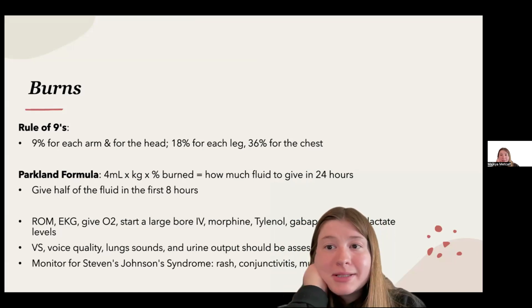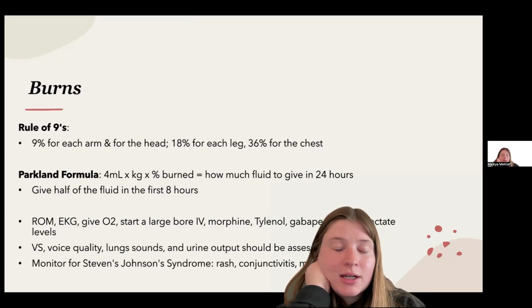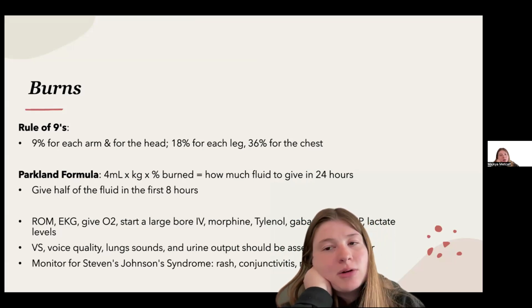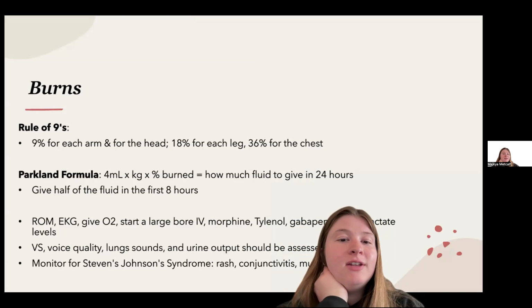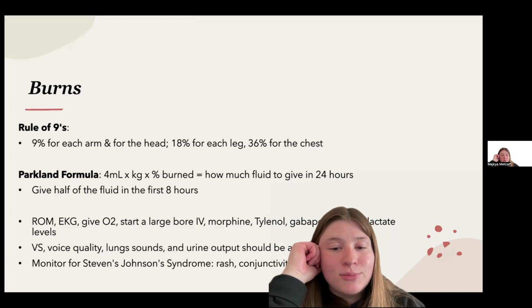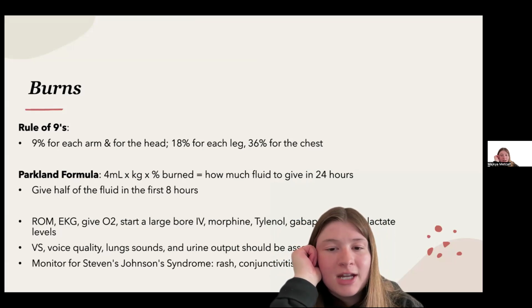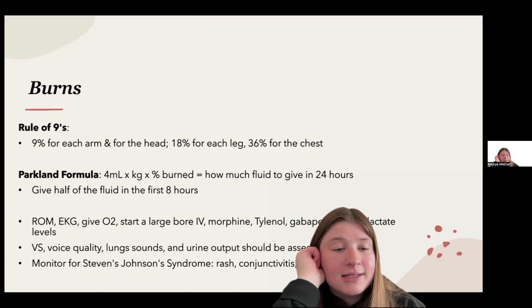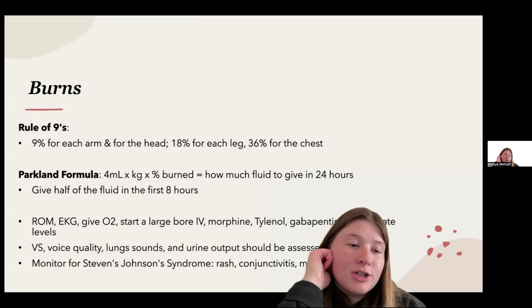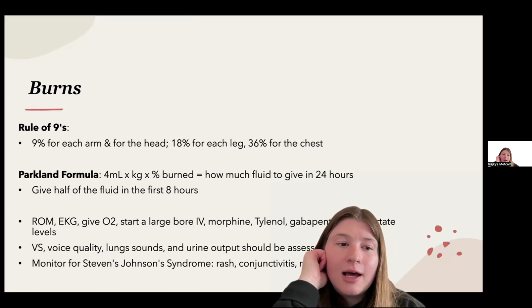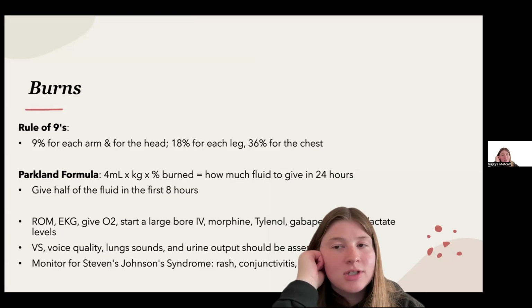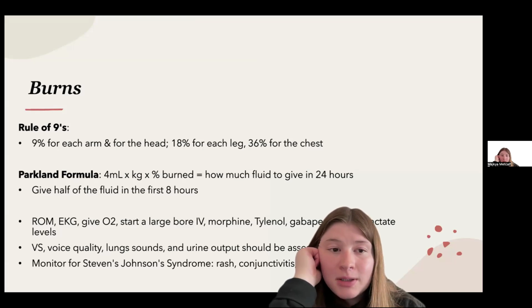When patients have burns, it's important to encourage range of motion. We're going to put them on cardiac monitoring, give oxygen. We want access to a large bore IV, and then we'll also administer morphine, Tylenol, gabapentin, just things to help kind of manage that pain. We'll also do a BMP and lactate level test. We want to monitor the patient's vital signs frequently, voice quality, lung sounds, urine output. We're typically aiming to do this once every hour.